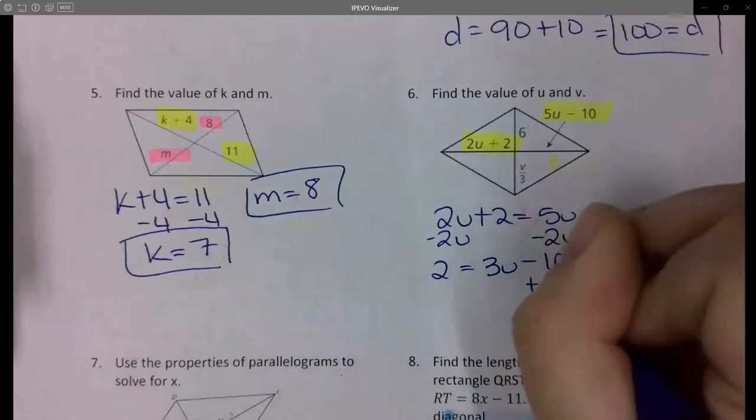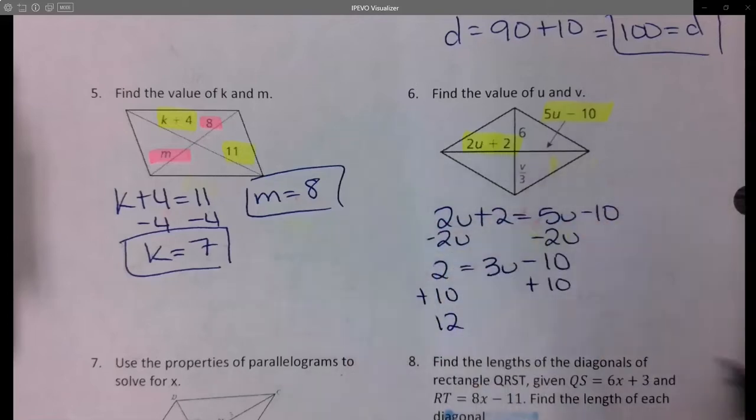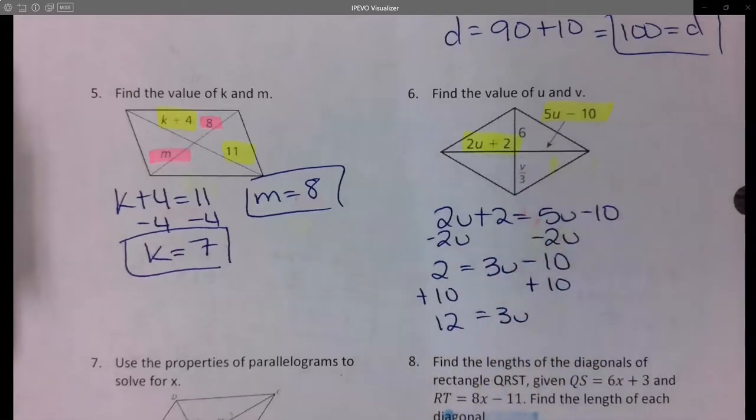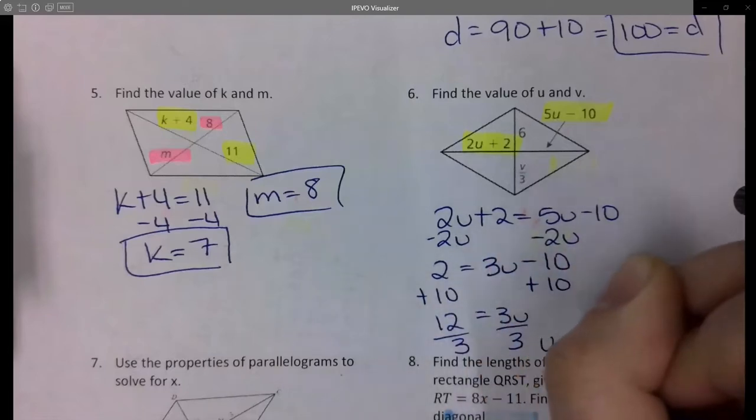Then I want to go ahead and add 10 to both sides. So that gets me 12 on the left, 3u on the right. Then to get u alone, I divide both sides by 3, and I get u equals 4.